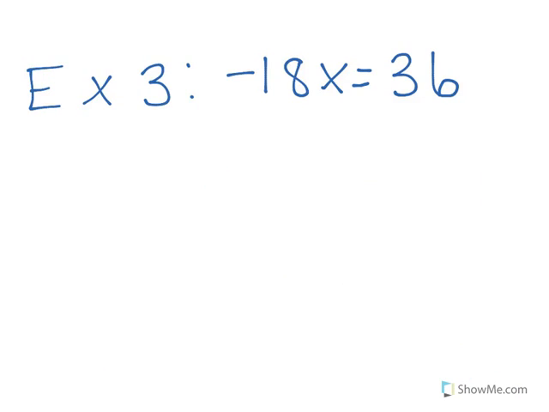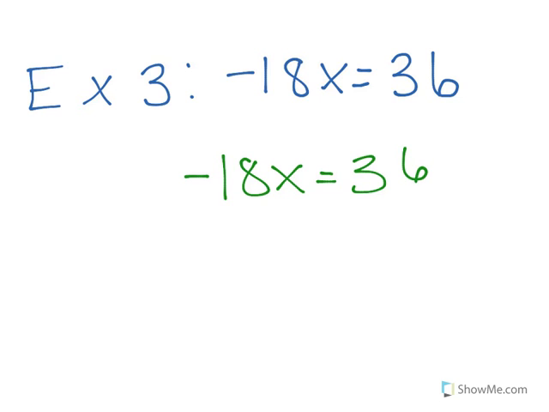And my last example is negative 18 times some number equals 36. So the only difference with this one is I tossed in a negative sign, and it doesn't mean anything different. We just have to think about our negative and positive rules. So I'm going to rewrite the equation. Negative 18 times some number equals 36, or negative 18x equals 36.